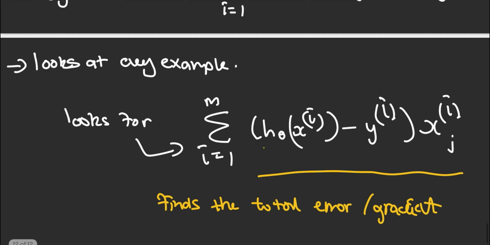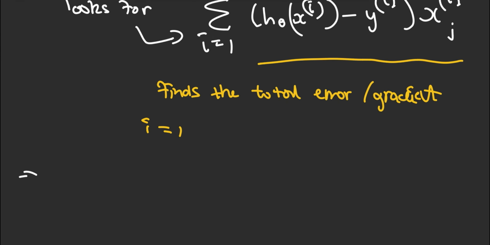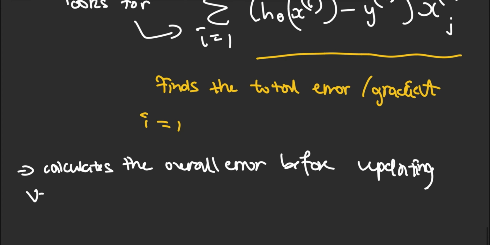So it runs through i is equal to 1. It runs through the first training example, then it calculates this thing. Then it goes to x3, x4, x5. It sums that all up, then it updates theta 1. So this is what we call batch gradient descent, right? It calculates the overall error before updating values of data.